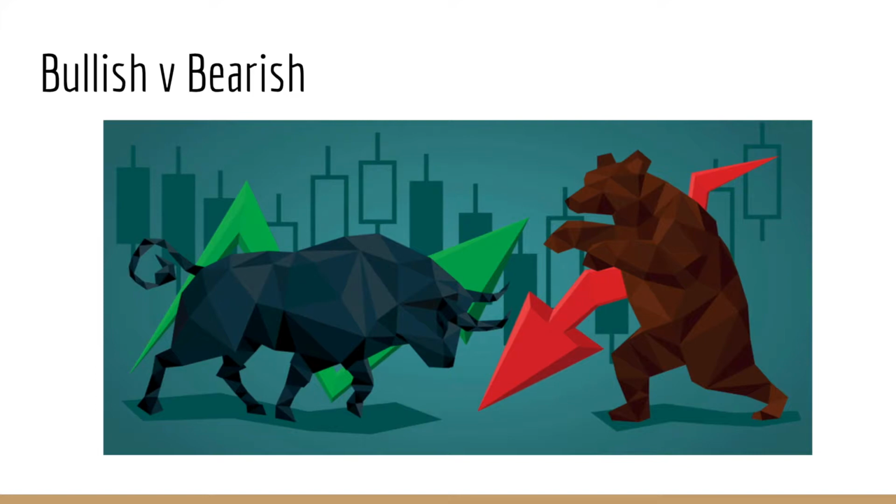A bullish market is one that's trending up. A bearish market is one that's trending down. So just think bull up, bear down. That's why there's that big statue of the bull on Wall Street. All right, let's keep moving.